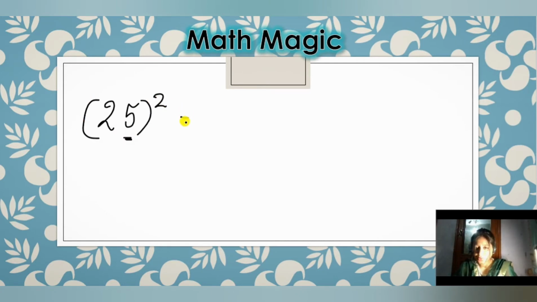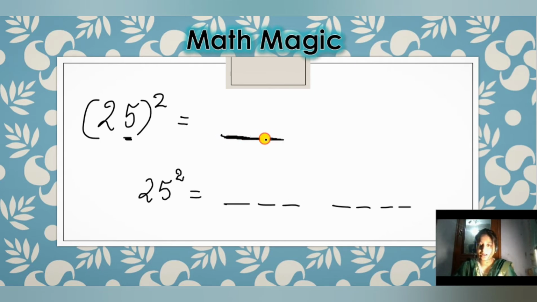You must know that whenever we find the square of any two-digit number, the answer will be either a 3-digit number or a 4-digit number. We don't know how many digits the answer has, so let us take one blank only. The square of 5, we all know, is 25. So this is our first part of the answer.